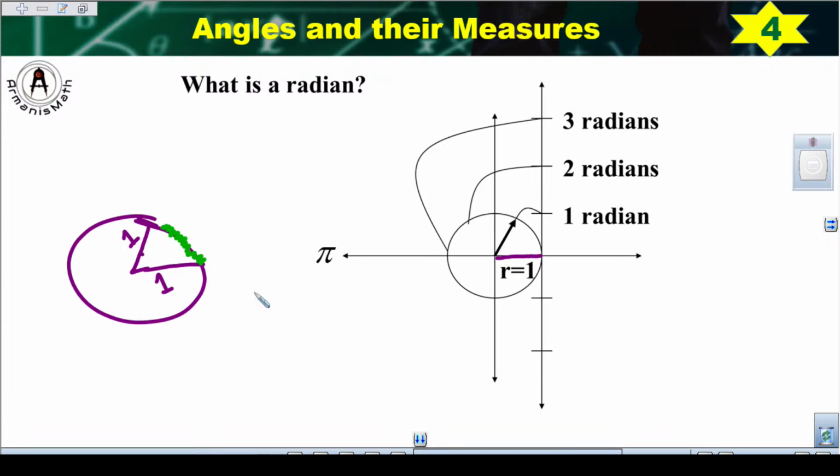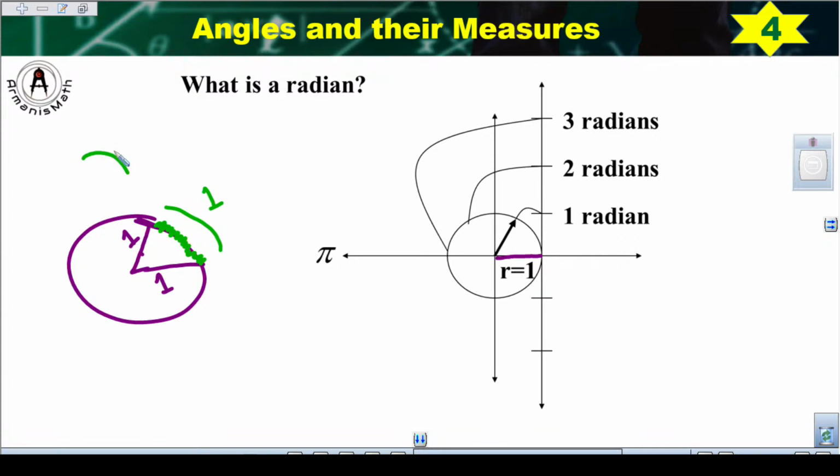In this case here, it's always 1. So this is what they're talking about here. A radian would be the measure of 1 unit as an arc length around the circle with a radius of 1. So basically you have 1 here, you have 1 here, you also have 1 here, but remember this one is curved. It's not a straight line.